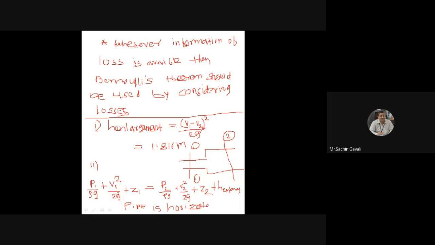Pipe is horizontal. Z1 is equal to Z2. It will get cancelled. Okay. And then they have cancelled, Z1 is equal to Z2, since the pipe is horizontal.